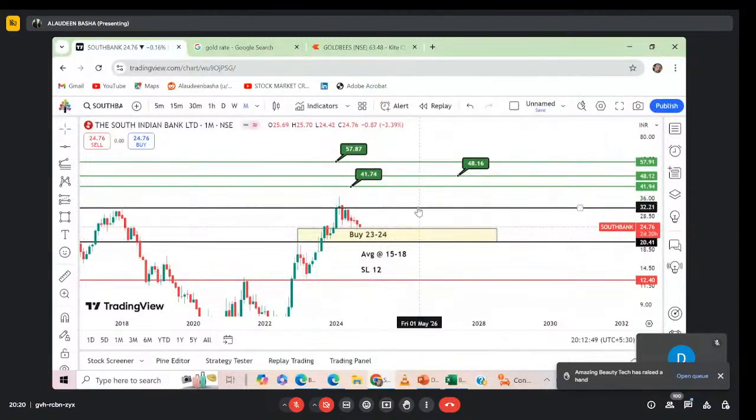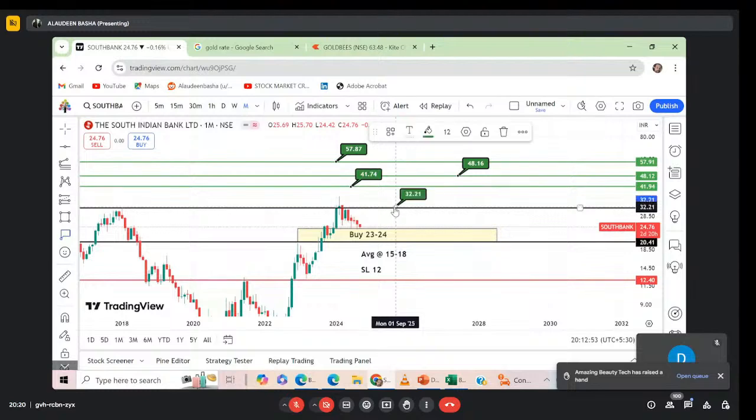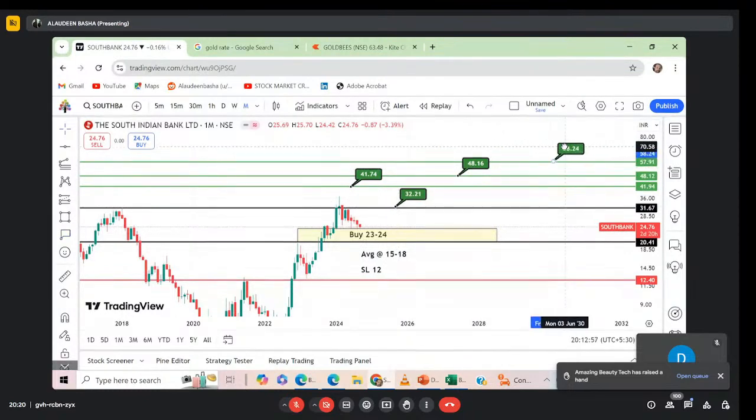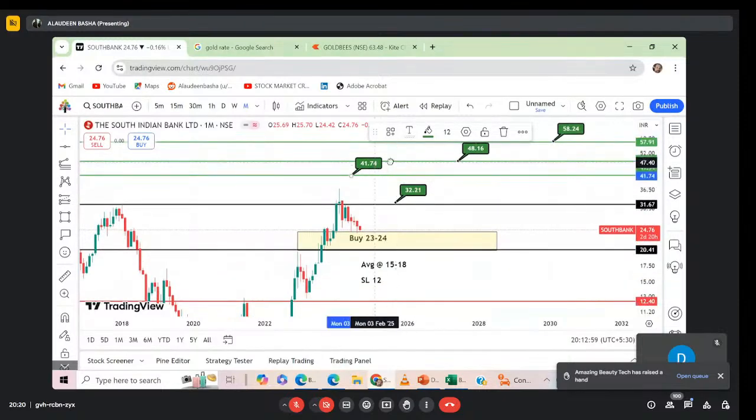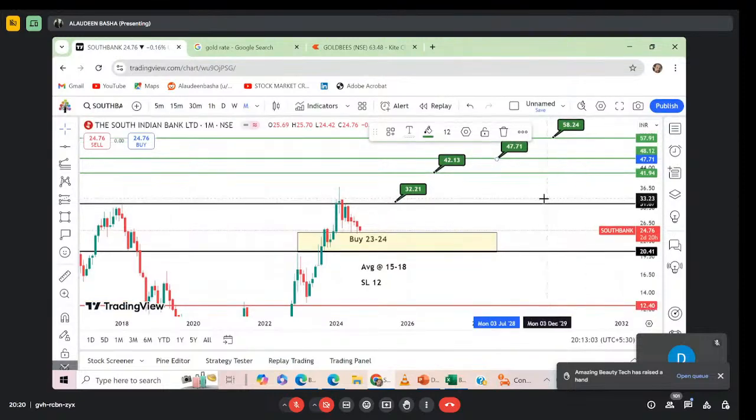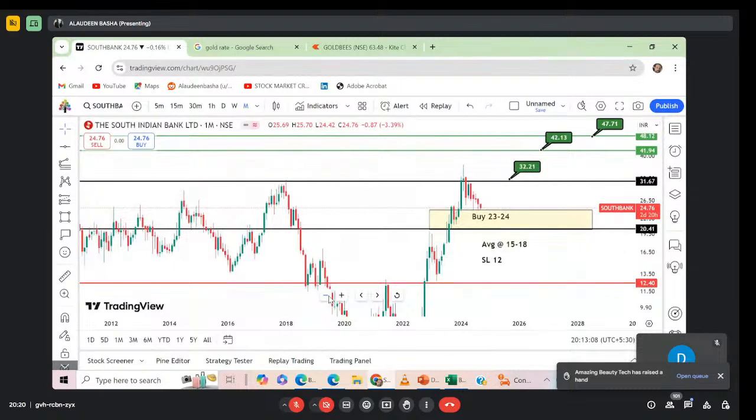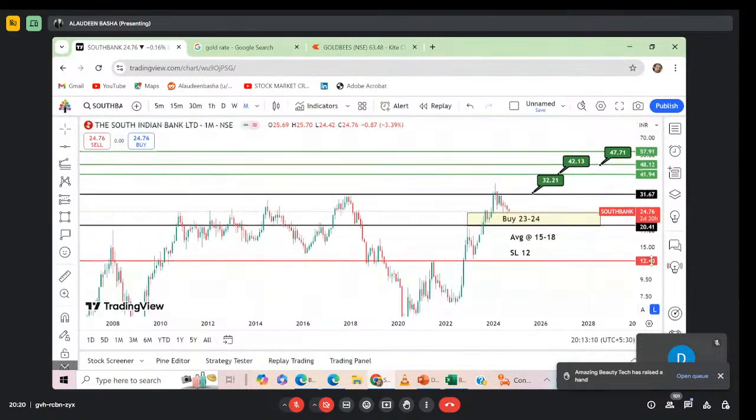The first target is 32. Second targets are 41, 48, and 57 for South Indian Bank. But the stock has a very slow movement, so you need to wait. But compared with its previous movement, it's a great opportunity in South Indian Bank.